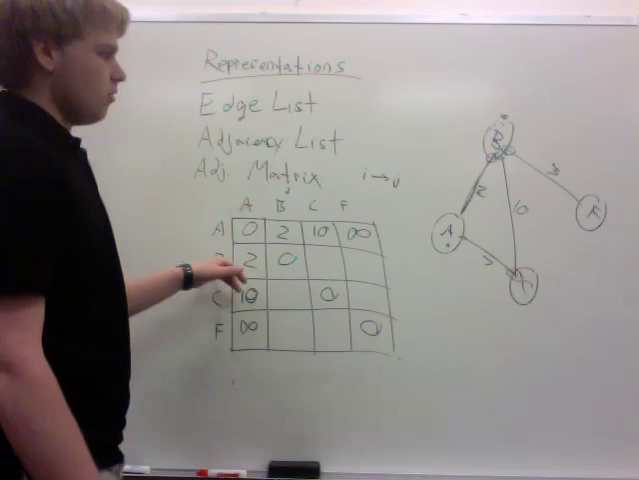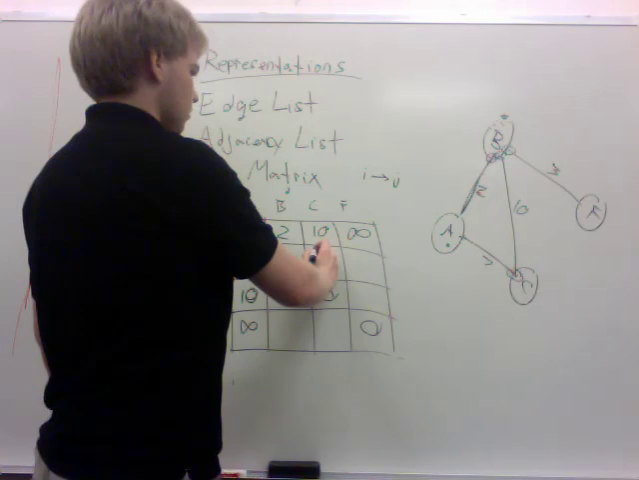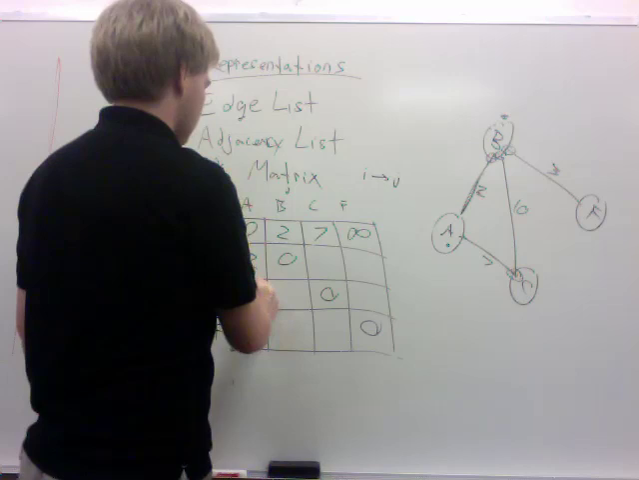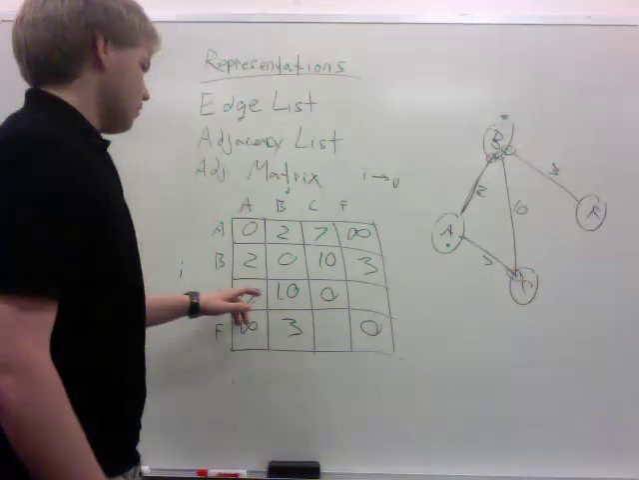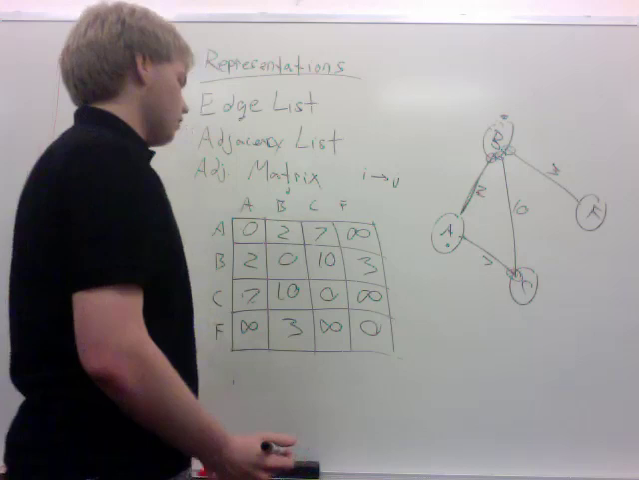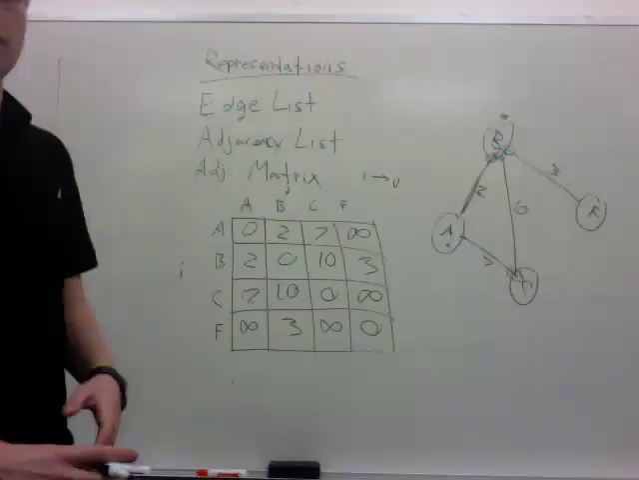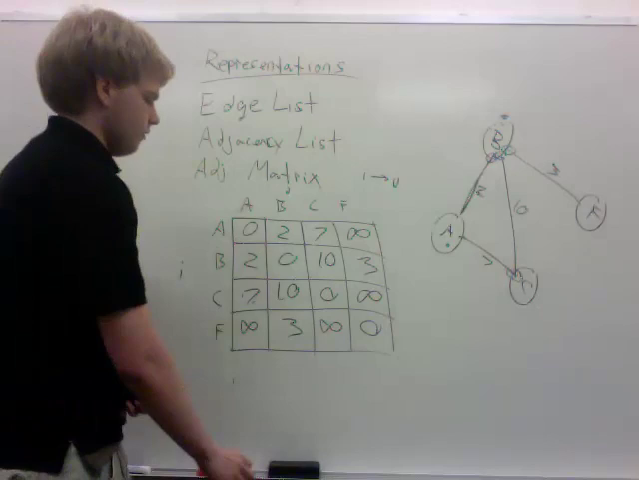So now B to C, we're going to have weight 10. A to C is weight 7. B to C is weight 10. Then B to F is weight 3. C to F is infinity because there's no edge. And that is our adjacency matrix for that graph. So those are the different ways to represent a graph.